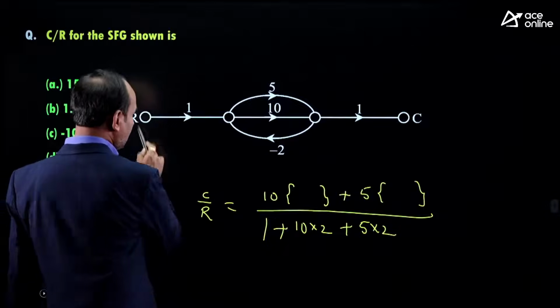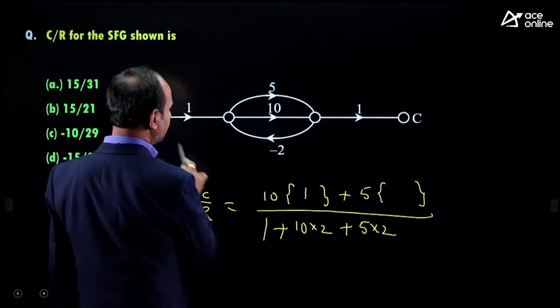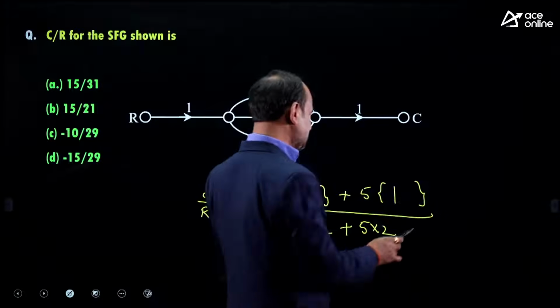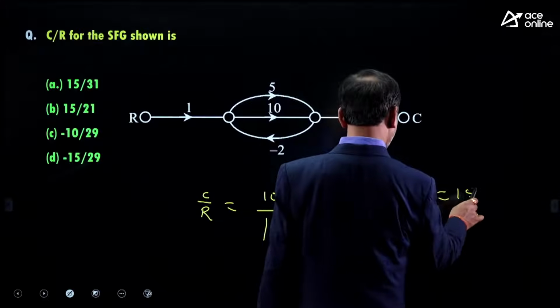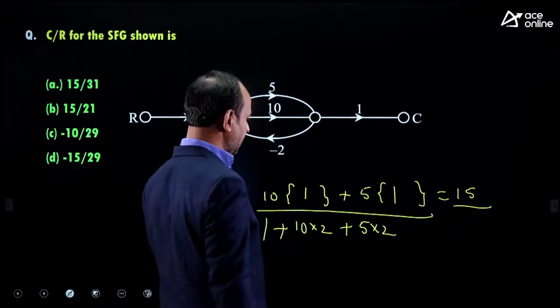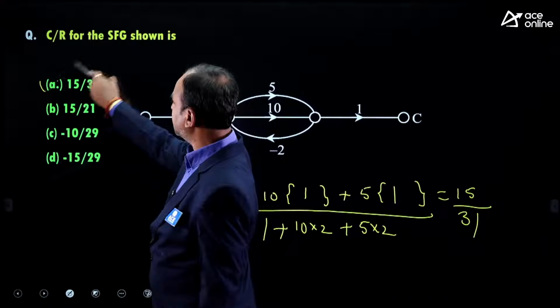Now tell me, the first forward path passes through all the loops, so delta 1 is 1. The second forward path also touches both loops, 1 only. So this is nothing but 15 upon. Now tell me, 20 plus 10, 30. So 31, dear. Obviously option A is the correct answer.